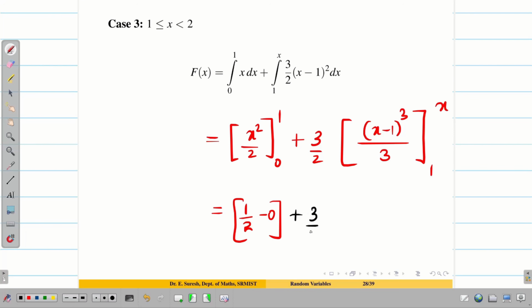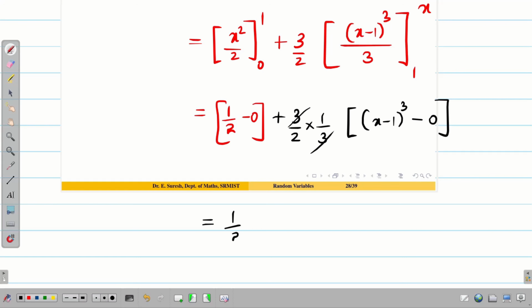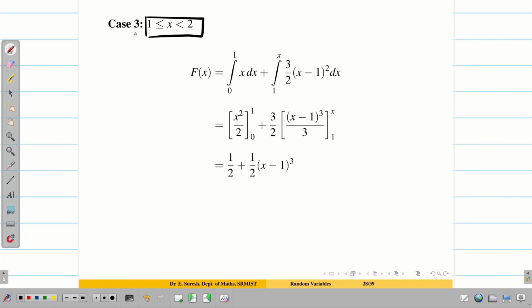The next one is 3 by 2 into 1 by 3. When I substitute the upper limit, it is going to be simply (x minus 1) whole cube. When I substitute the lower limit, it will become 0. I can cancel this 3 and finally I can write this as 1 by 2 plus 1 by 2 into (x minus 1) whole cube. So the CDF for the interval 1 to 2 is 1 by 2 plus 1 by 2 into (x minus 1) whole cube. Next, finally, x greater than or equal to 2.